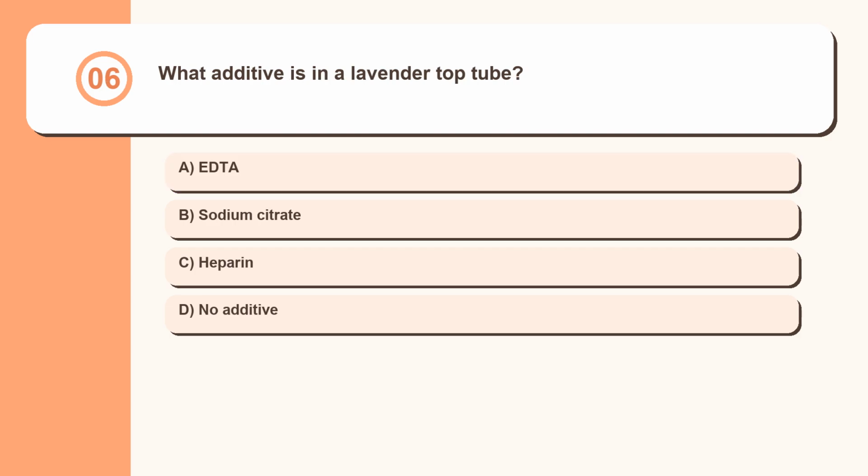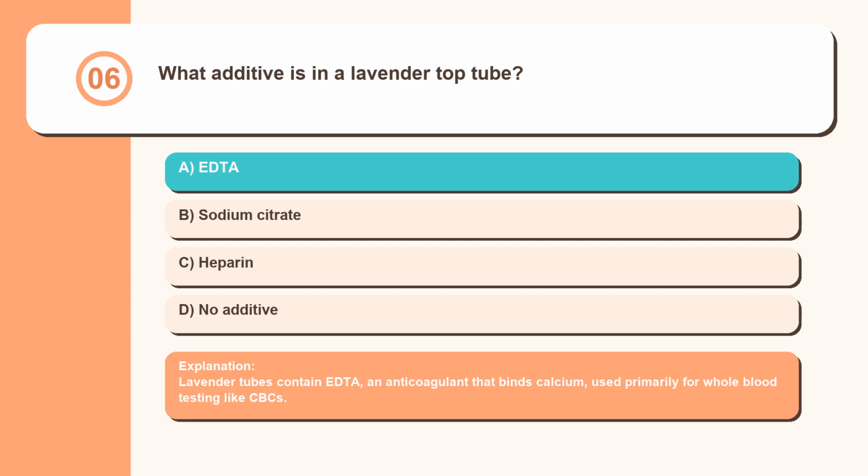Question 6. What additive is in a lavender top tube? EDTA, sodium citrate, heparin, no additive. Lavender tubes contain EDTA, an anticoagulant that binds calcium, used primarily for whole blood testing like CBCs.